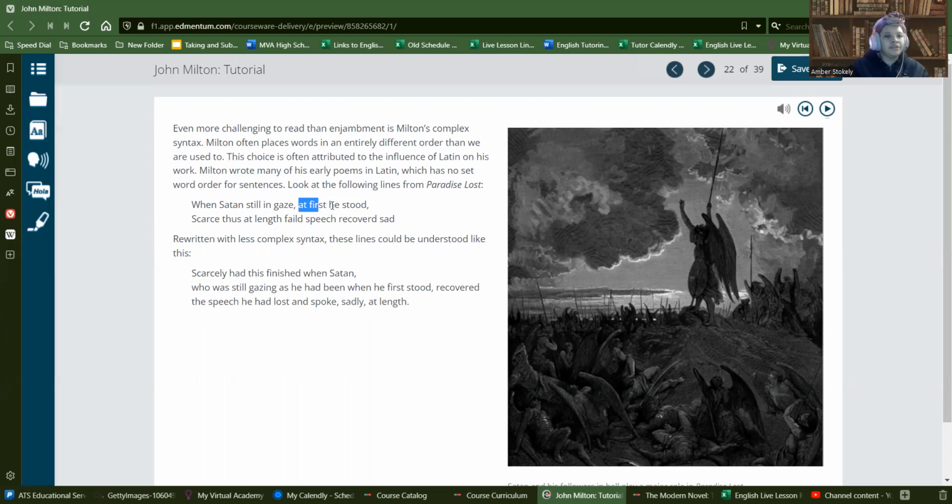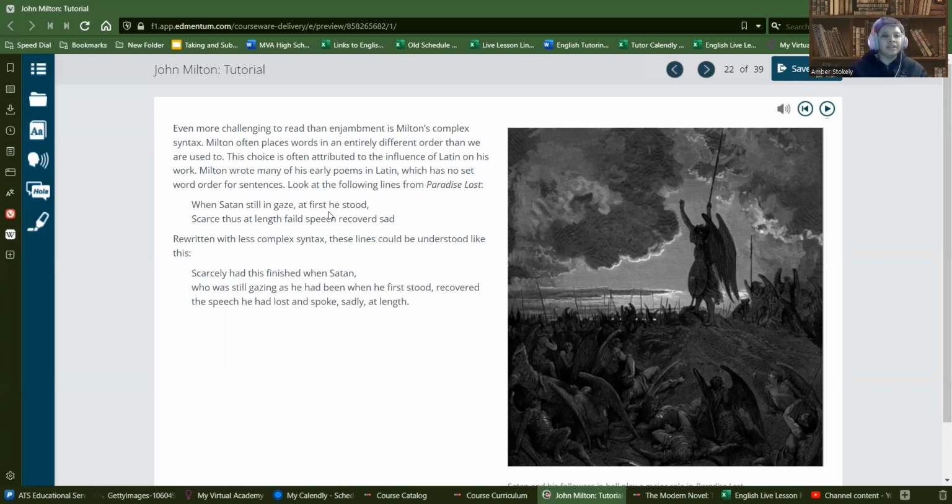So we've got "at first he stood," right? We've got "scarce thus at length." So the "scarce" here basically is just saying he had barely finished, right? So he barely had finished when Satan, who was still gazing, so that means looking at first, like when he first stood. And then he recovered the speech he lost and spoke. So "recovered" is here at the end. And then we have "failed speech," which is speech that's lost.